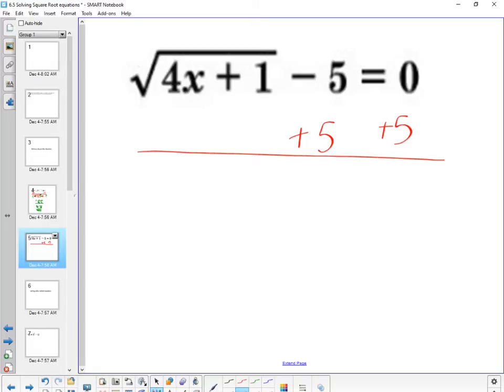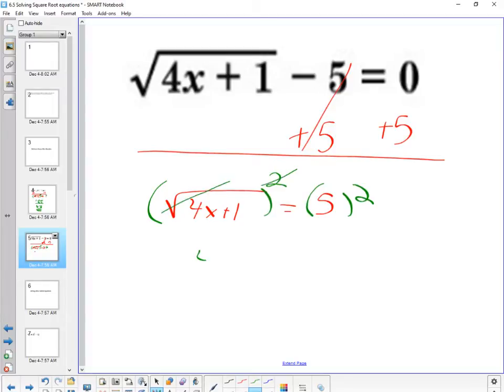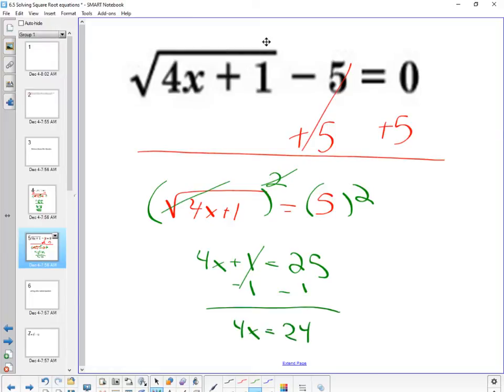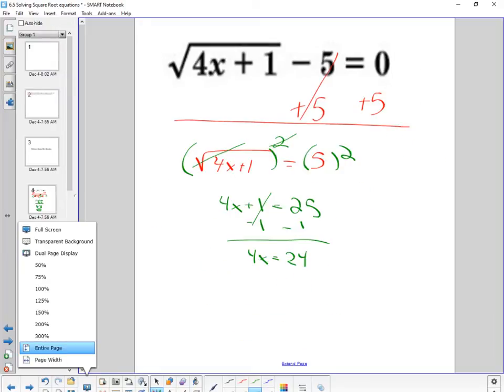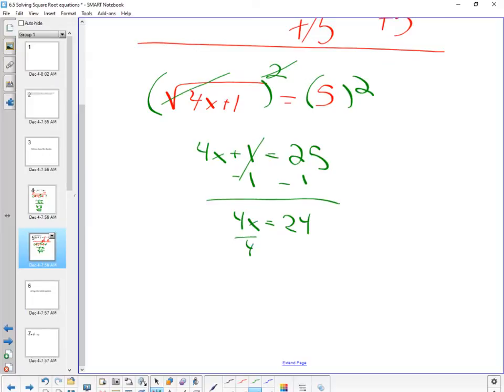So I'm gonna get rid of that 5 first because we want the radical by itself. So we've got 4x plus 1. That is now 5, right? Yes. How do you get rid of the radical? Square it. Gone. So 4x plus 1 is 25. Take away 1. Divide by 4. And you're gonna get 24, divide by 4 equals 6.